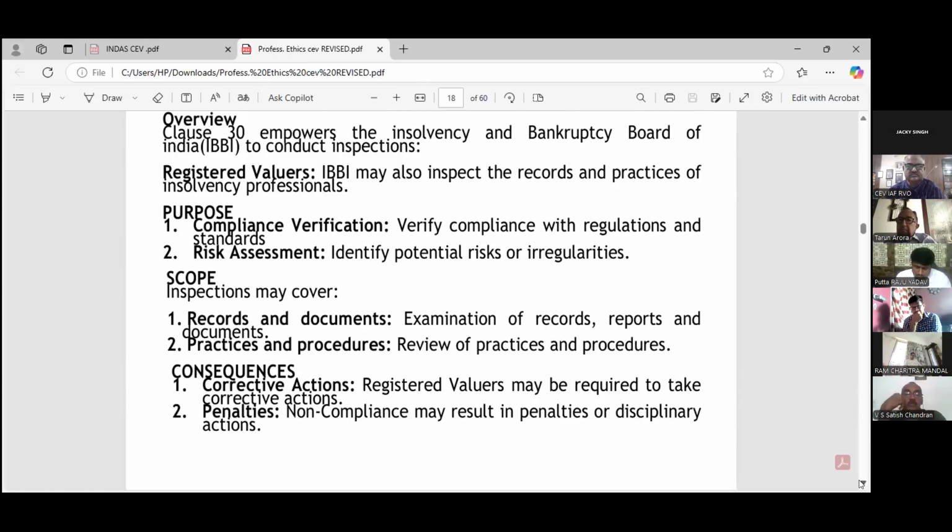Consequences, corrective action. A registered valuer may be required to take corrective action following inspection by the IBBI, or if you do not take the corrective action, then the alternative is that you have to pay penalties. Non-compliance may result in penalties or disciplinary action. Based on your report and your documents, you have to preserve the documents properly. You have to maintain the records in a proper way.